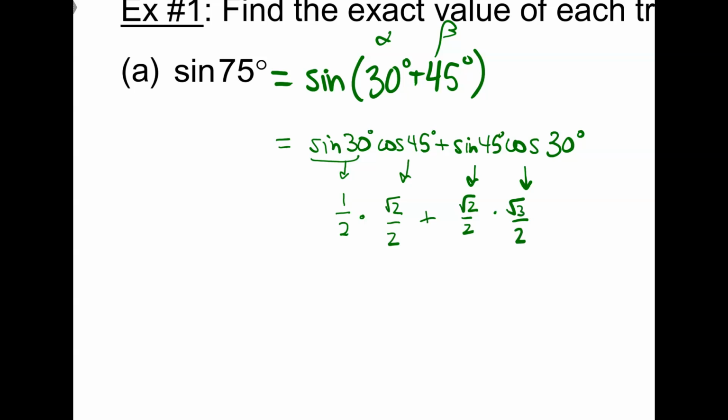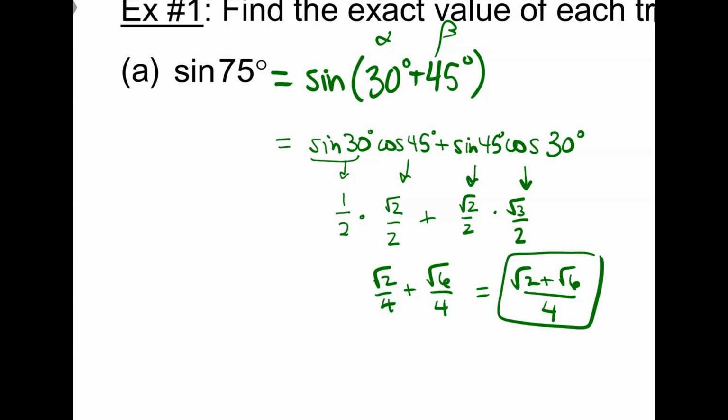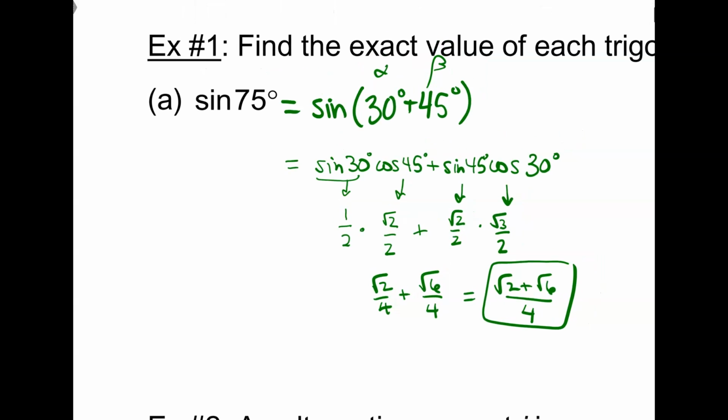Let's go ahead and simplify this a little bit. So I have root 2 over 4 plus root 6 over 4. So this is just going to be root 2 plus root 6, all over 4. That is the exact answer. It says exact value. Whenever it says exact value, if you have a pi, you leave it in terms of pi. If you have a root, you leave it in the root. Exact value means you don't round. You don't want a decimal.